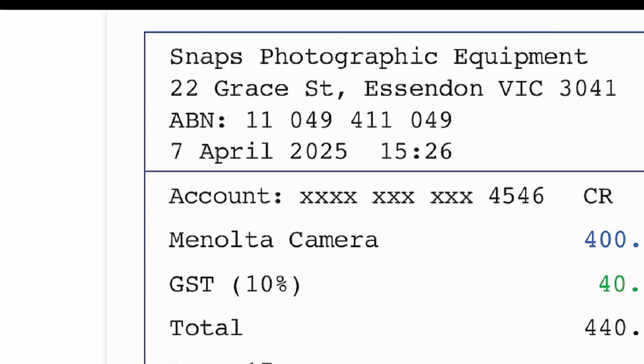Who has issued it? Snap. Still snap photography, right? Now, this one says receipt, but not really a receipt. What receipt is it? It's a receipt, kind of a receipt. Yeah, that's correct.